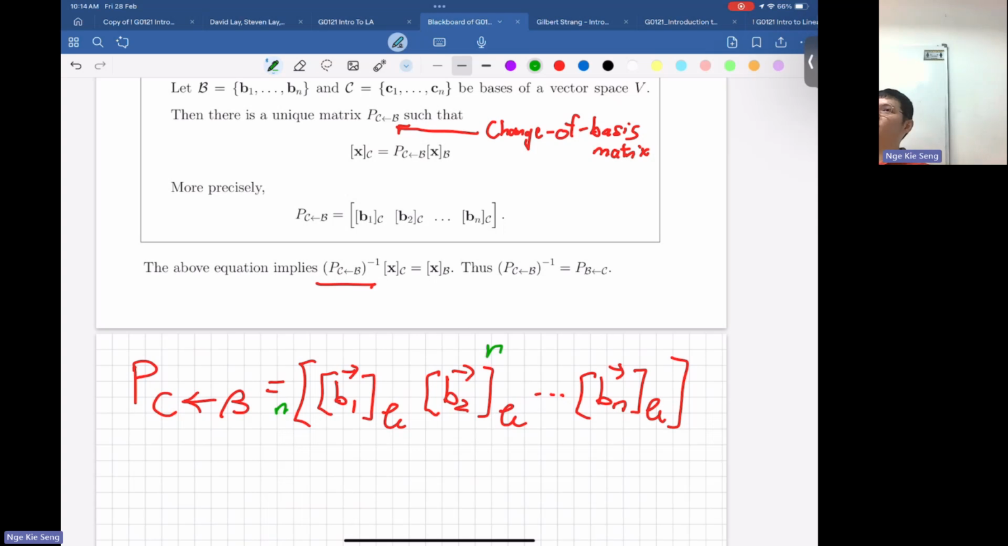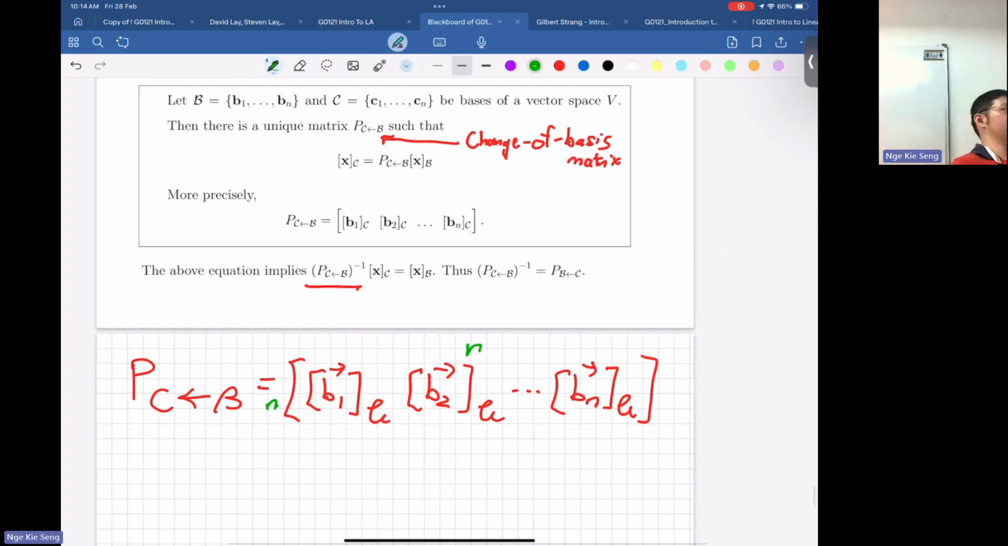So if you want to say that an n by n matrix is invertible, what are the equivalent statements? You can check that every column is linearly independent. So what?